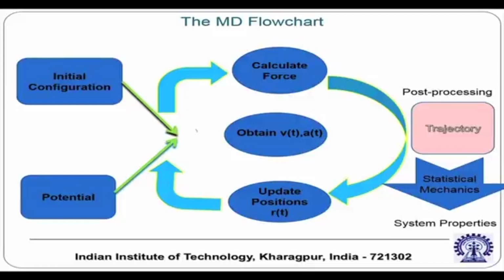So the overall flow chart: you have an initial configuration and potential, based on that you calculate force, obtain velocity and then obtain position, and using statistical mechanics you do post processing.